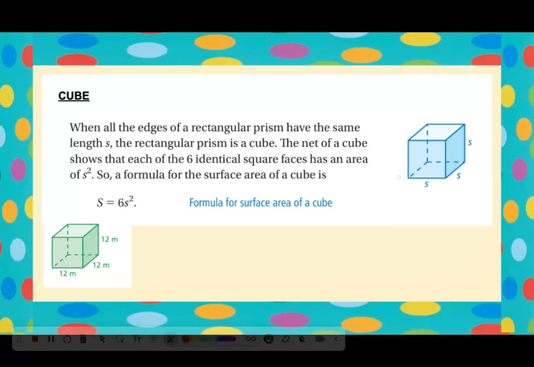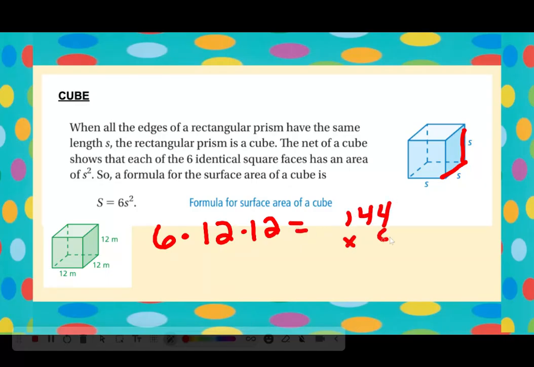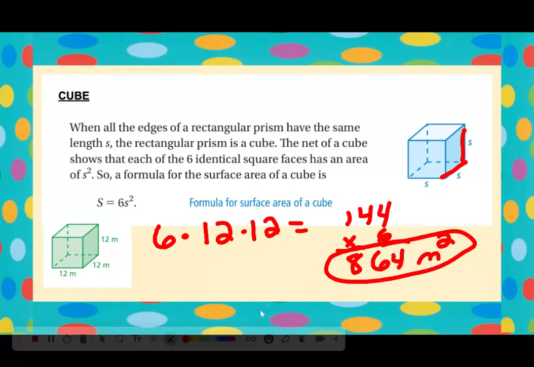Okay, here is a cube. We know a cube has 6 faces and all of them are the same. So we're going to multiply side times 6. So here's an example. 12 times 12 times 12 is this cube. So 6 faces times 12 times 12. Well, I know 12 times 12 is 144, and 144 times 6 is 864 meters squared. Great job.